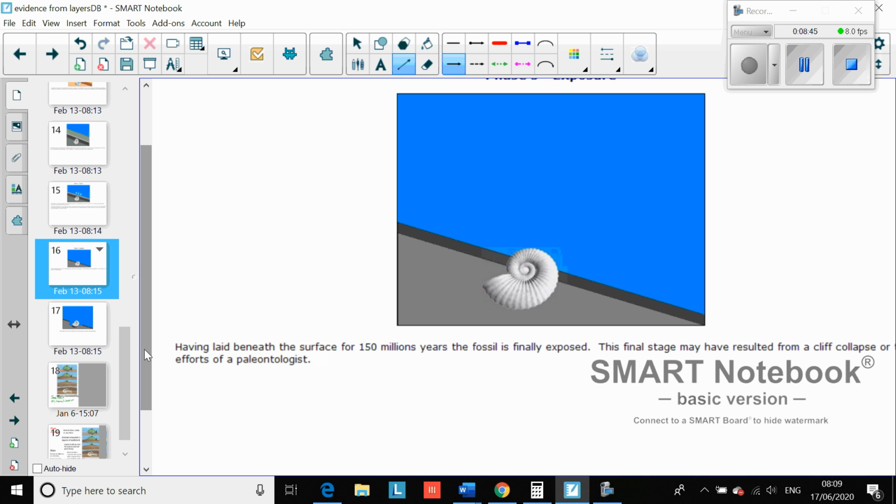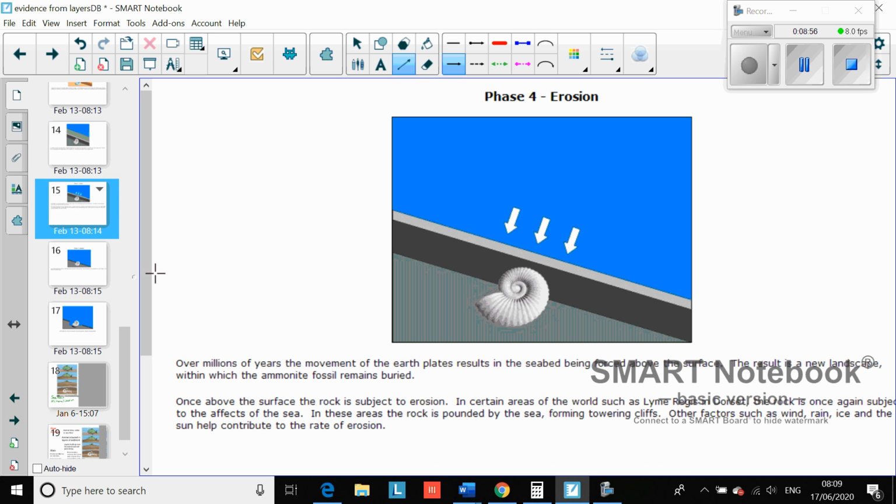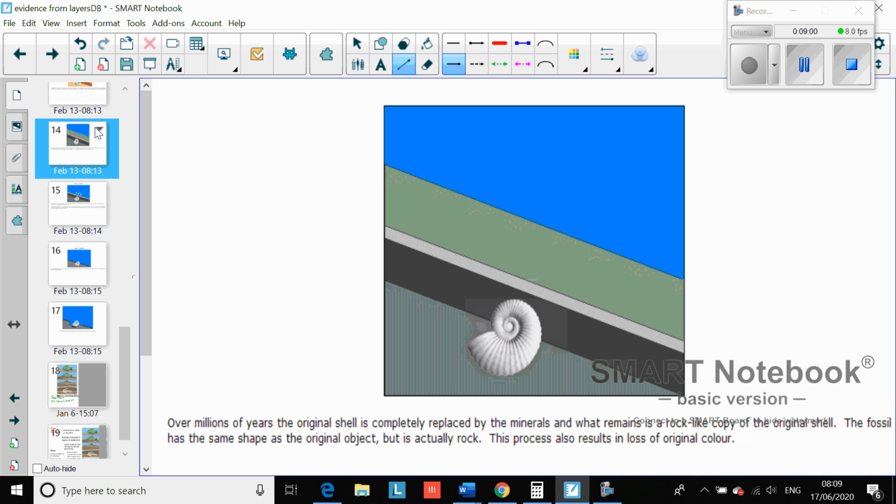The final stage may have resulted from a cliff collapse or the effects of paleontologists, and then the fossil can be collected. So, essentially what it's saying is once the fossil is made, geological movements might force the fossil up towards the surface again, where the rock around it is eroded, and that's how we're able to find these fossils.